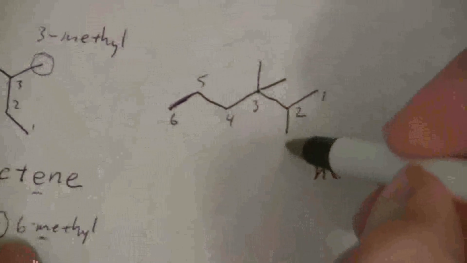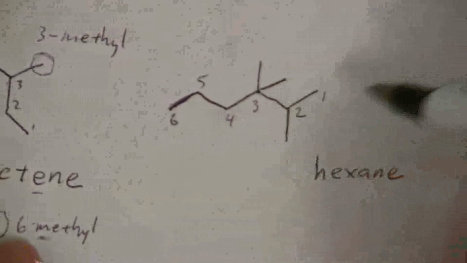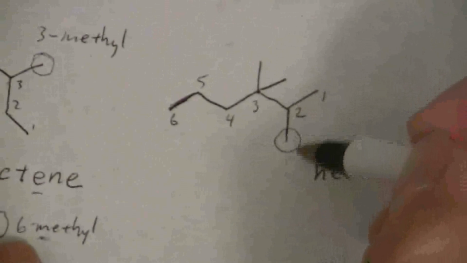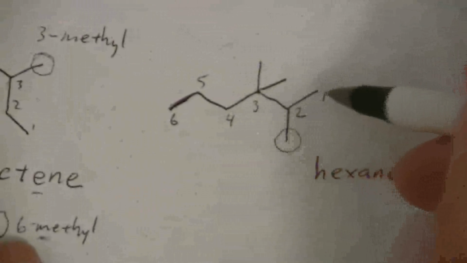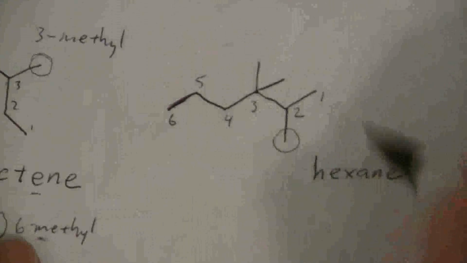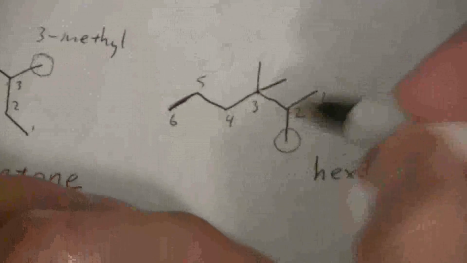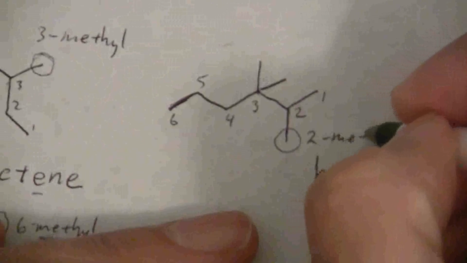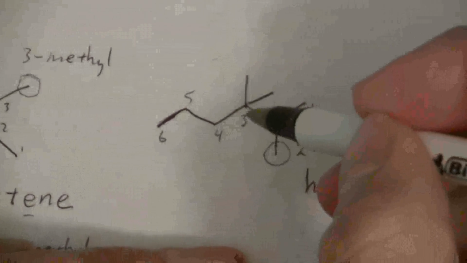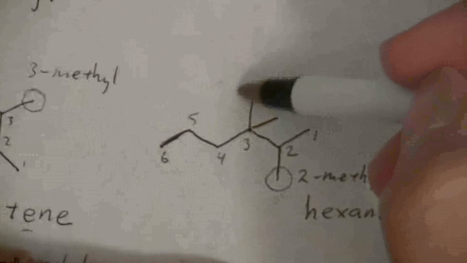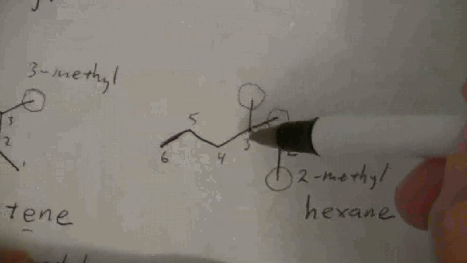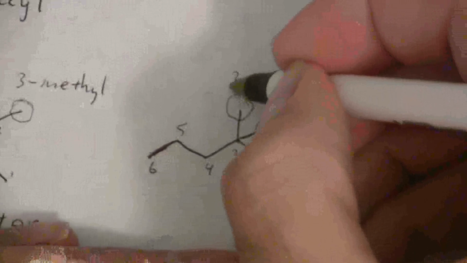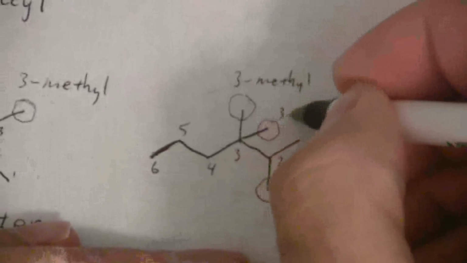Again, it wouldn't matter if I started here and called this 1, 2, because either way I'm going to have a methyl group on the second carbon. That symmetry makes it so it doesn't matter. So this is a methyl group on the second carbon, so that's 2-methyl. Now here I have 2 methyl groups, and they are on the third carbon. So I have a 3-methyl here, a 3-methyl there.